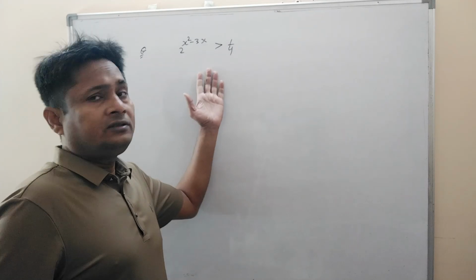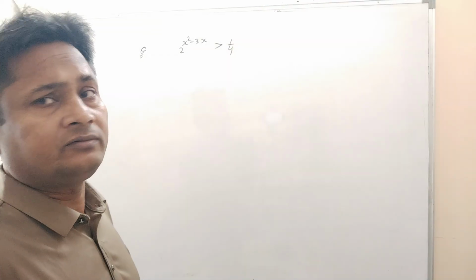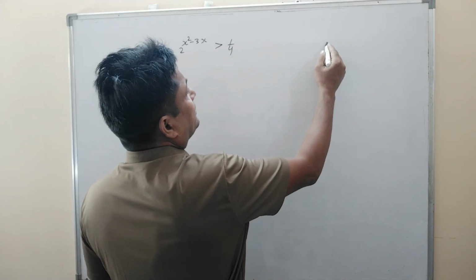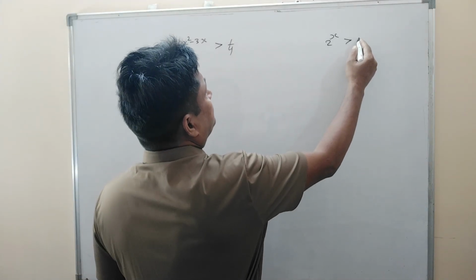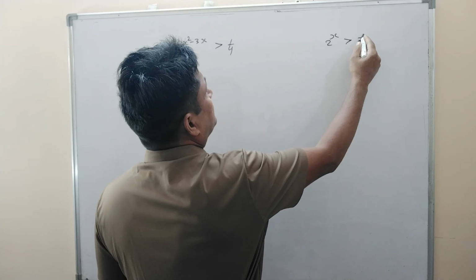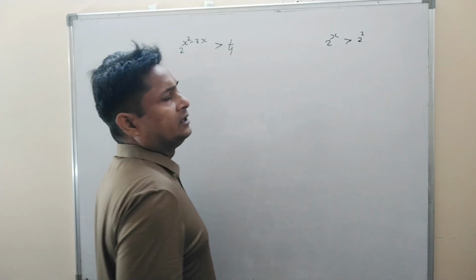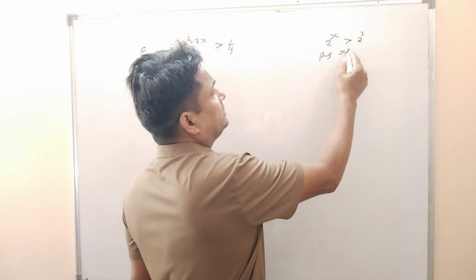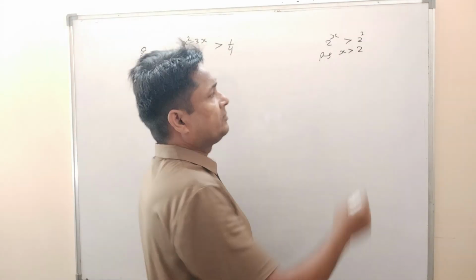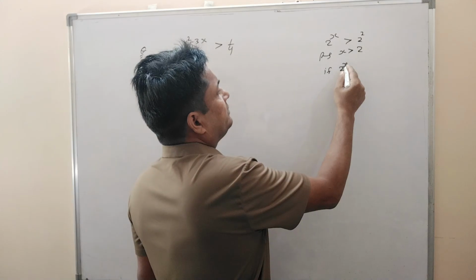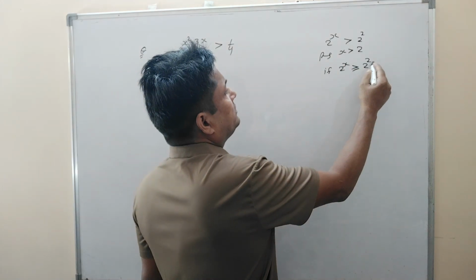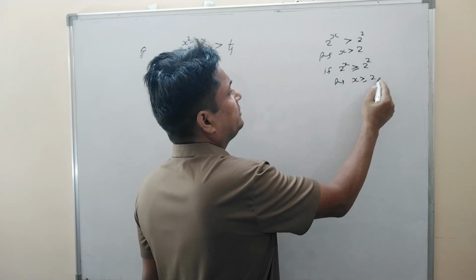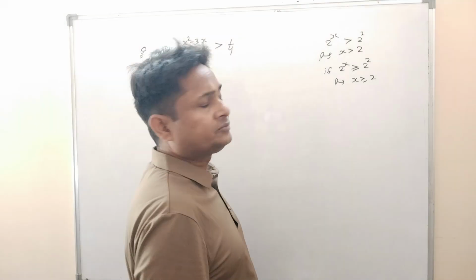Now let's discuss this question. What will be the answer in this case? Let's say a simple example. If 2 to the power x is greater than 2 to the power 2, then what will be the answer in this case? x greater than 2. If 2 to the power x is greater than or equal to 2 to the power 2, then the answer will be x greater than or equal to 2. Right.